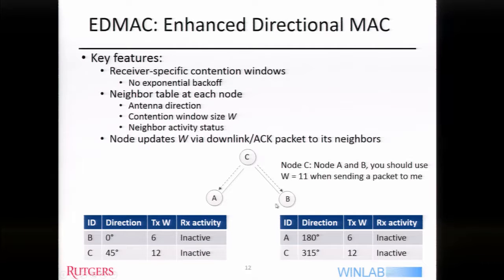If node A and node B want to talk to node C, they will use the same contention window size. And the contention window size will be told by node C in the acknowledgement packet. And there will be no exponential backoff used in the MAC protocol. If node A and node B want to transmit a packet to node C, they will always use the same contention window size.